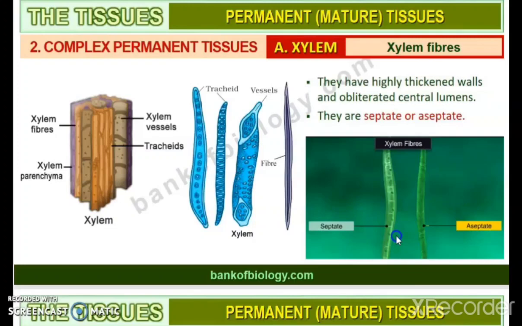It means that we won't be able to correctly differentiate the central lumen because their walls will be very, very thick. Okay, so central lumen means the empty space in the center. It will not be clearly visible in the case of the xylem fibers, and they are septate or aseptate. Septate means they will have divisions like this, and in aseptate we won't be seeing the divisions on their walls, right? Clear with the xylem fibers, children?